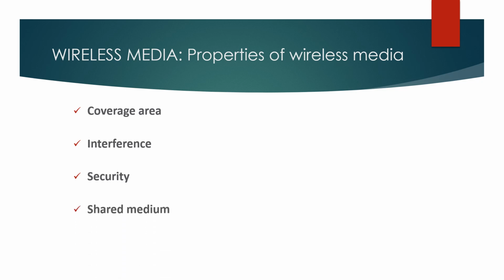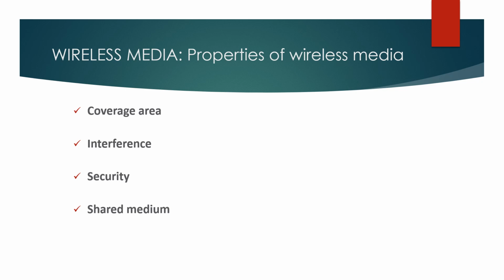The last one is the shared medium. Wireless LANs operate in half duplex, which means only one device can send or receive at a time. The wireless medium is shared amongst all wireless users. Many users accessing the wireless LAN simultaneously result in reduced bandwidth for each user.